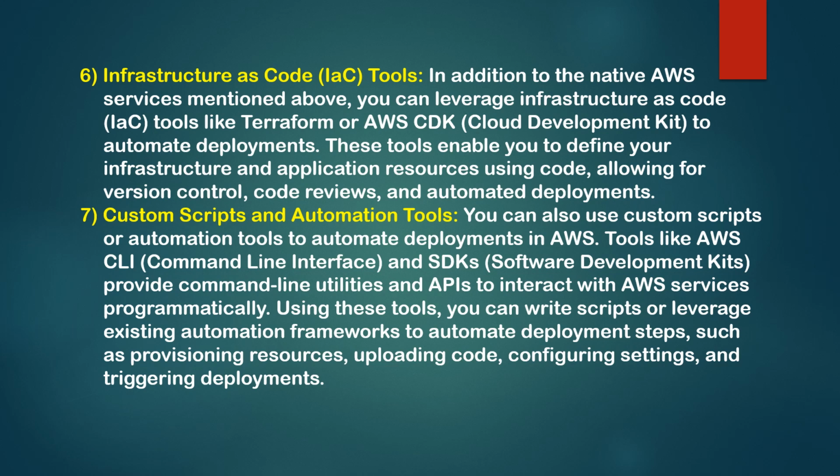Number 7. Custom scripts and automation tools. You can use custom scripts or automation tools to automate deployment in AWS. Tools like AWS CLI (command line interface) and SDKs (software development kits) provide command line utilities and APIs to interact with AWS services programmatically. Using these tools, you can write scripts or leverage existing automation frameworks to automate deployment steps such as provisioning resources, uploading code, configuring settings, and triggering deployments.